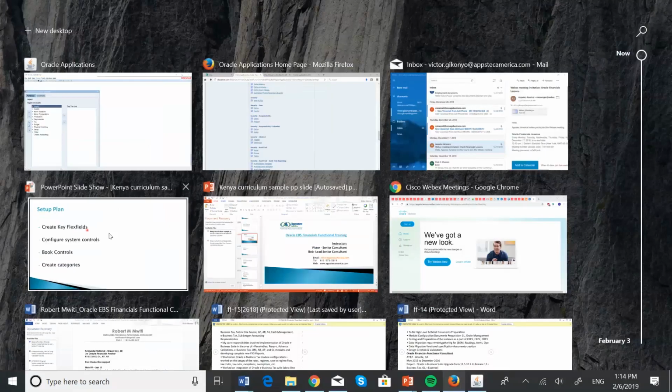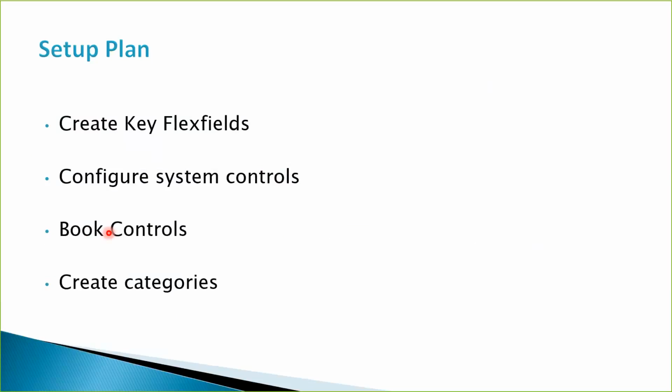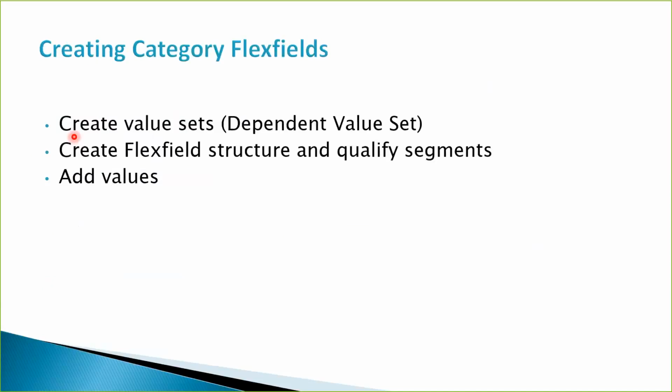Let's go back to our slides. So now we can start with this. So in order to create our category flex fields, these are the steps we are going to follow. It's very similar to what we did when setting up our chart of accounts in GL. We create our value sets first, empty value sets, okay? The difference here is that we are going to create two value sets, one for the major category and one for the subcategory or the minor.